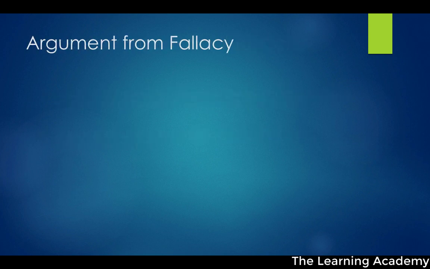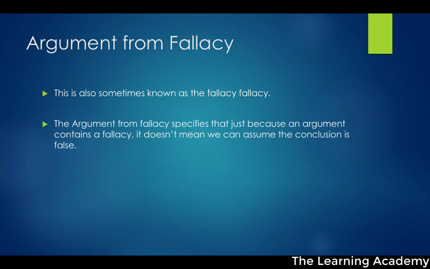A second form of argument is the argument from fallacy. This is sometimes known as the fallacy fallacy, and the argument from fallacy specifies that just because an argument contains a fallacy, it doesn't mean we can assume the conclusion is false. So what we mean by this is, just because there's a fallacy within the premises, maybe even a fallacy of probability like we've just looked at, that doesn't mean that we can say, well, if there's a fallacy there, then the conclusion has to be false.